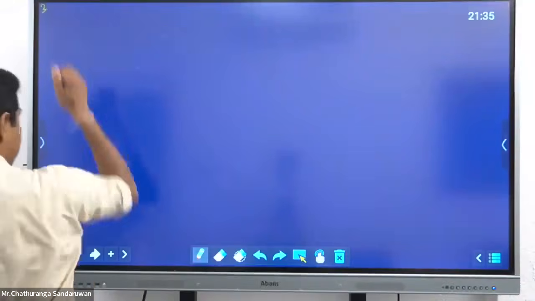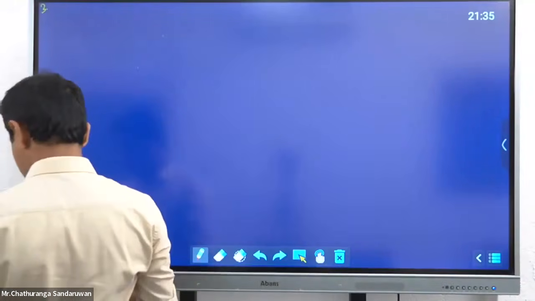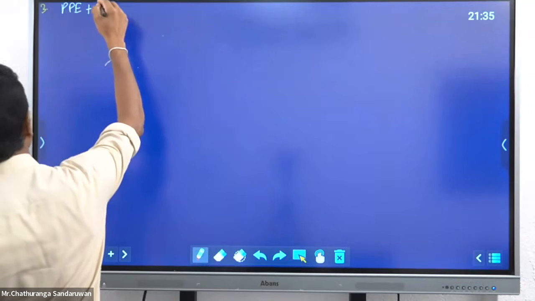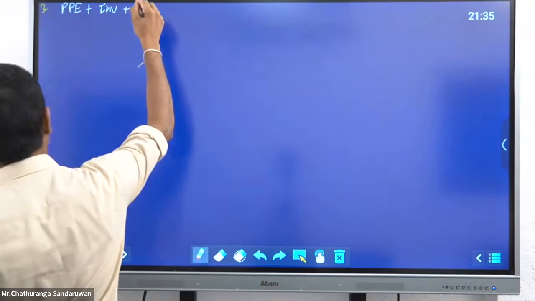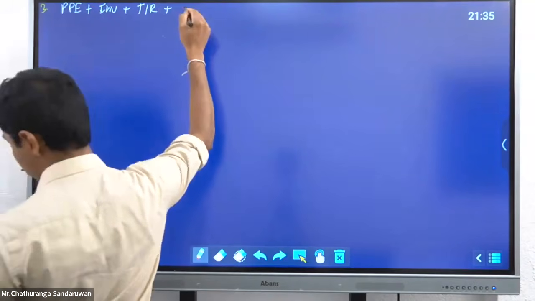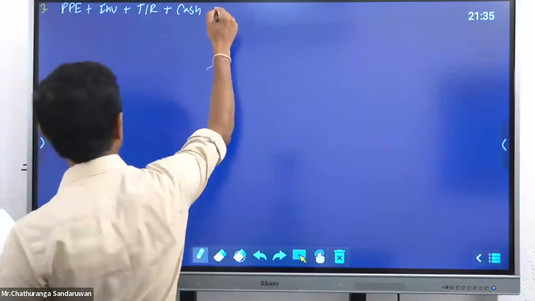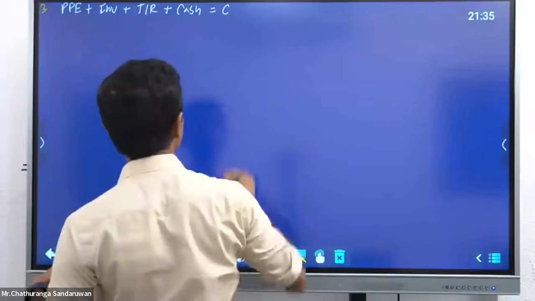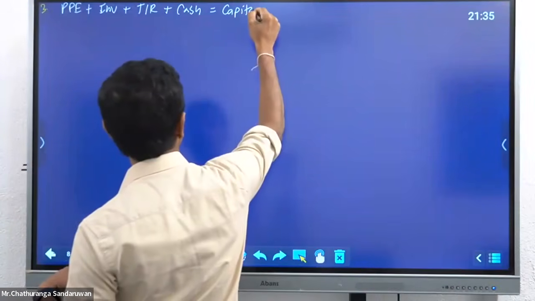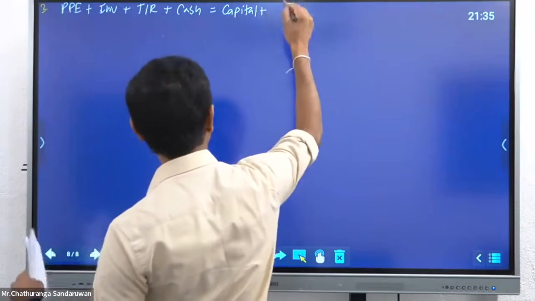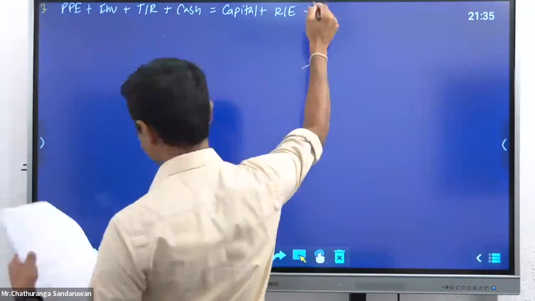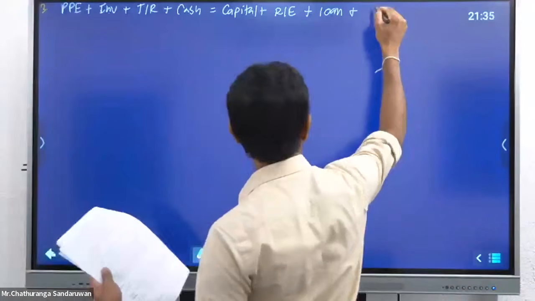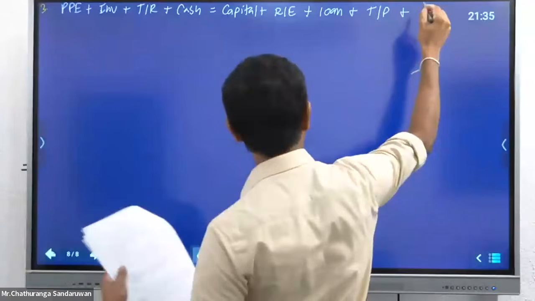Question number 3. Property, plant and equipment plus inventory plus trade receivables plus cash equals capital plus retained earnings plus bank loan plus trade payables plus other payables.